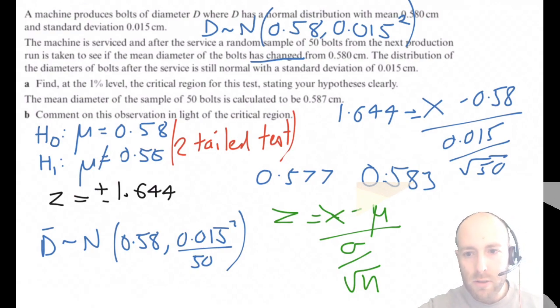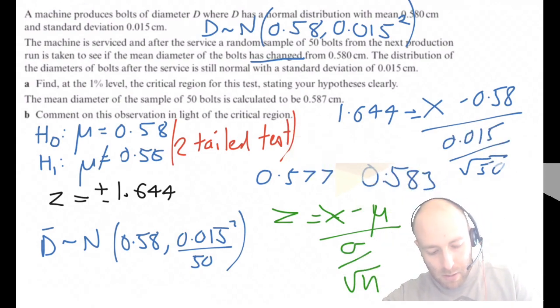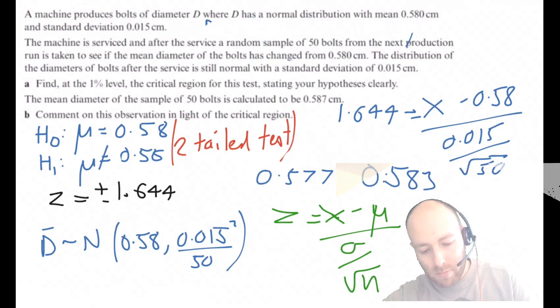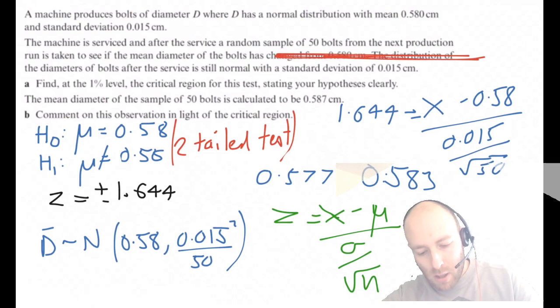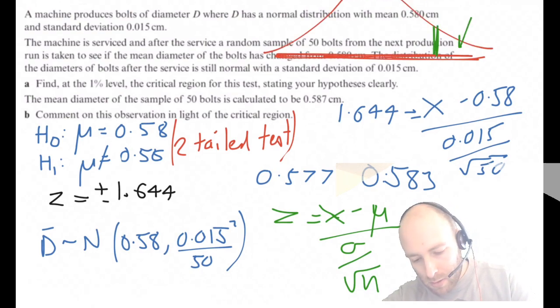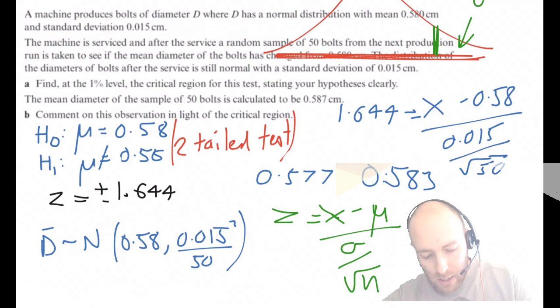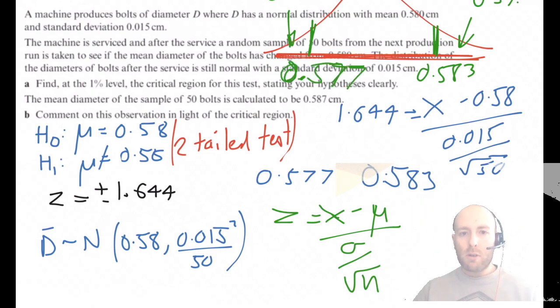Okay, so those are our critical regions. So I go back to a sketch. If I do one up here, we found that the value here where there's 0.5% there is 0.583. The value here where there's 0.5% is 0.577. So those are our critical regions.